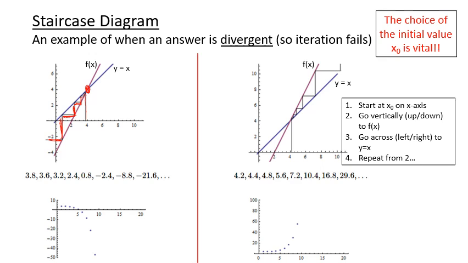This can happen if you start at the wrong point. 3.8 would have been a terrible starting choice here. By starting at 3.8, we are actually going to get further and further away from the actual solution. So your choice of the initial value, x0, is very, very important. If you start in the wrong place, you might actually get further and further away from the real solution. But if you start in a good place, you might get closer and closer, converge towards the real solution.